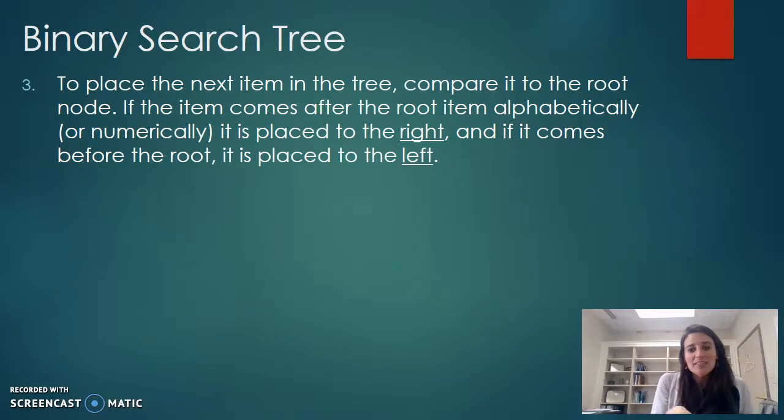Step 3, to place the next item in the tree, you're going to choose an item and compare it to the root node. If the item comes after the root item alphabetically or numerically, it's placed to the right. And if it comes before the root, it is placed to the left. So if you're dealing with words, you'll be thinking alphabetically, and if you're dealing with numbers, you'll be thinking numerically.